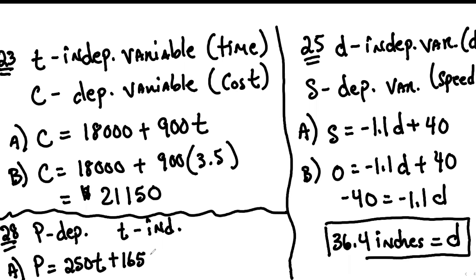All right, ladies and gentlemen, again, depending on the variables, if you use P and T, that's fine. If you use other variables, that's also fine. But your P, which is our population, is the dependent variable, well, T is the independent variable. So you should have come up with something of this nature. P is equal to 250 T plus 1650.